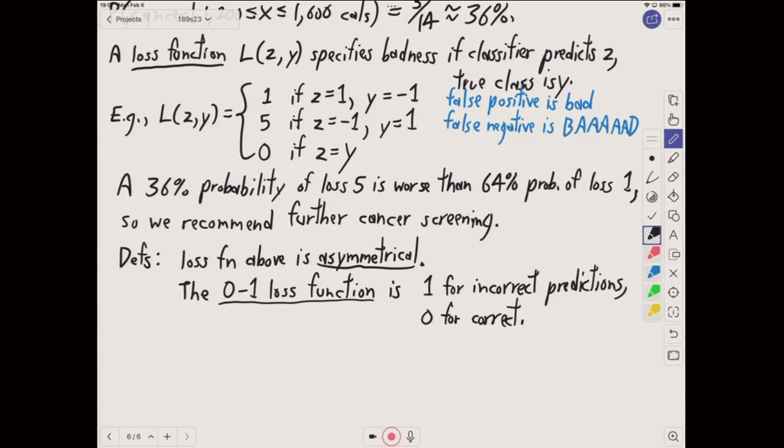Any other questions about this before I go on? We're going to get deeper into what is risk and what is decision theory next. But hopefully these examples I've laid out motivate why we want to think about this stuff.